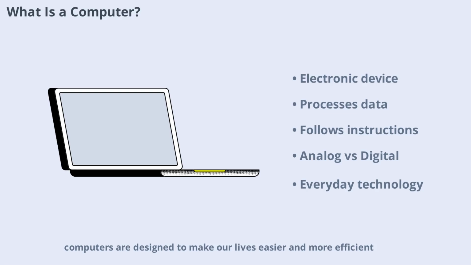But not all computers process information in the same way. The two main types, analog and digital, handle data differently. Understanding these differences helps us appreciate the technology we use every day and recognize the best tool for each job.